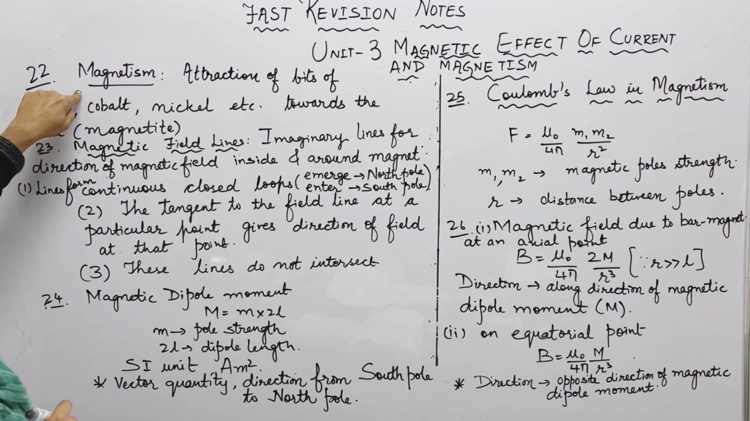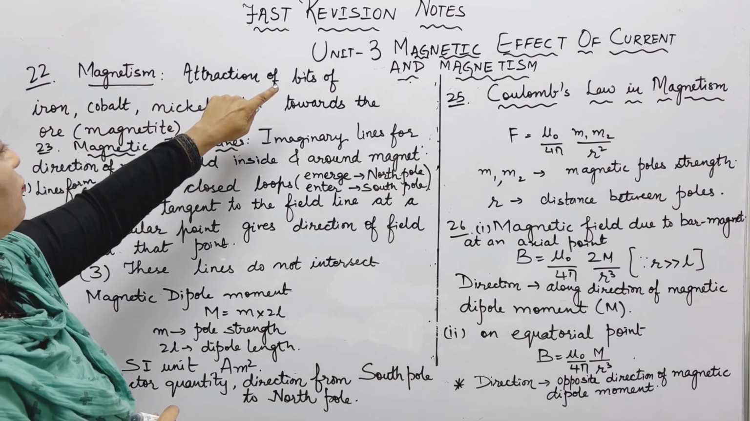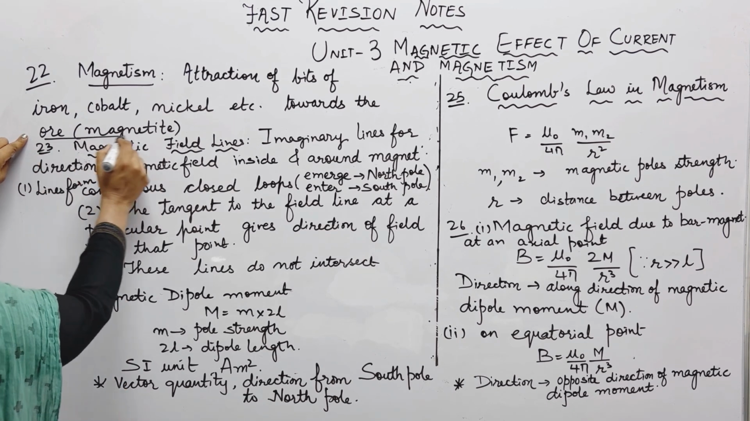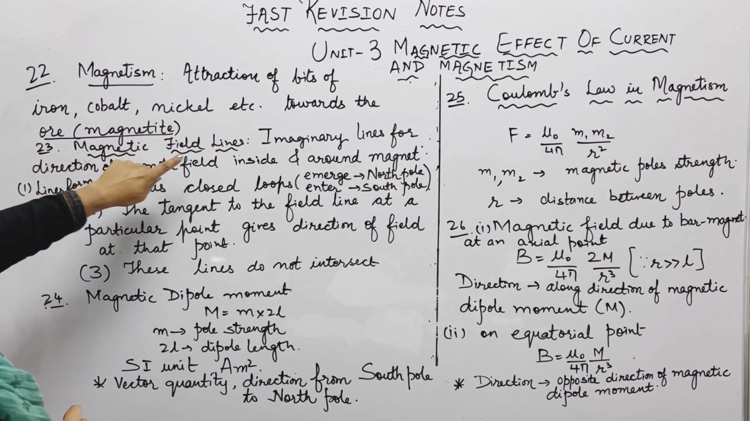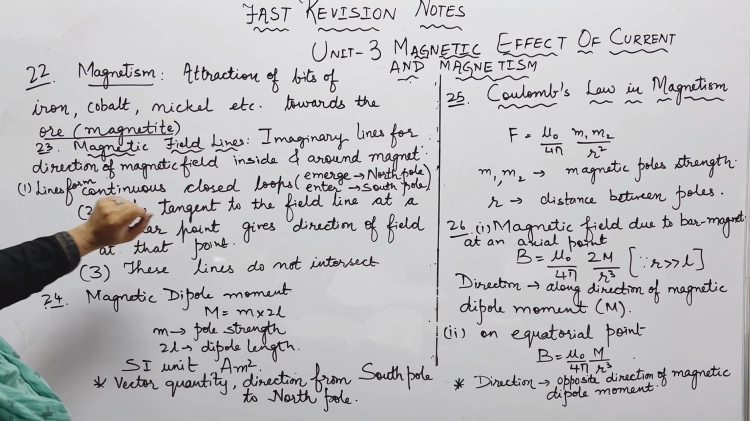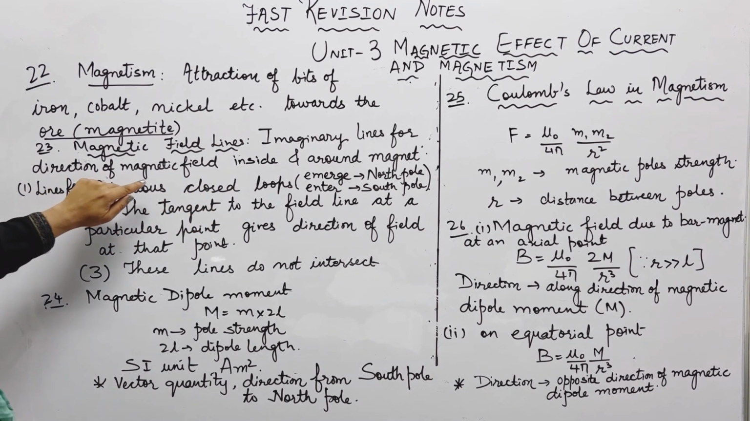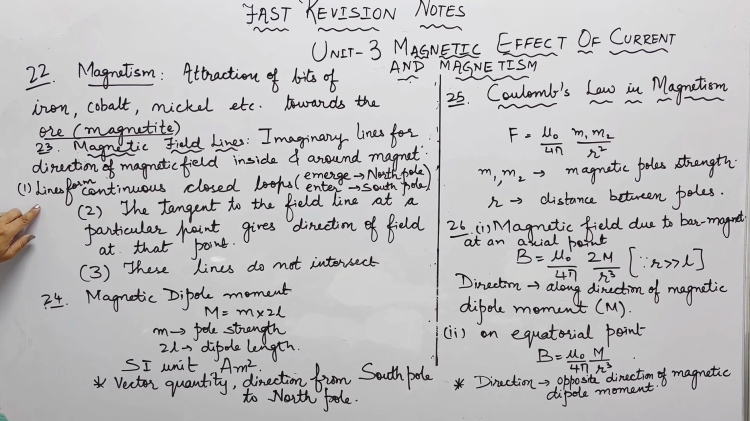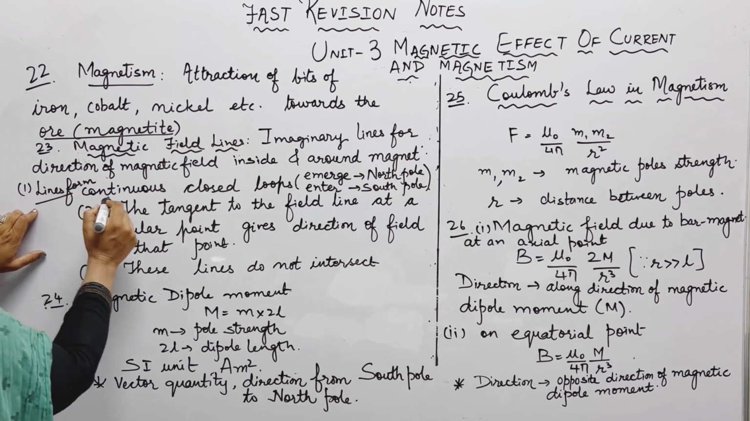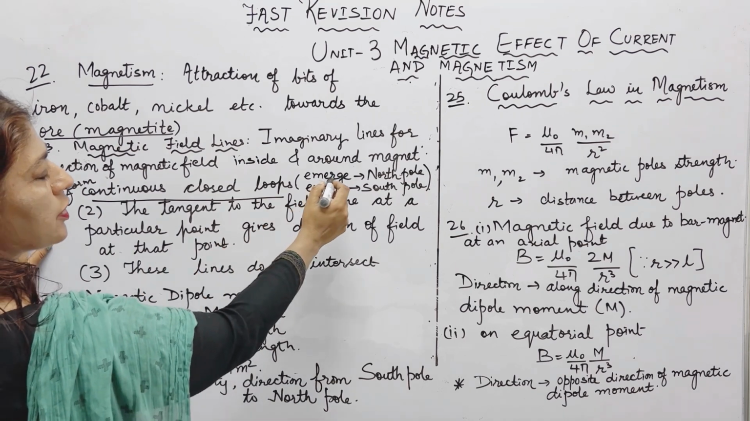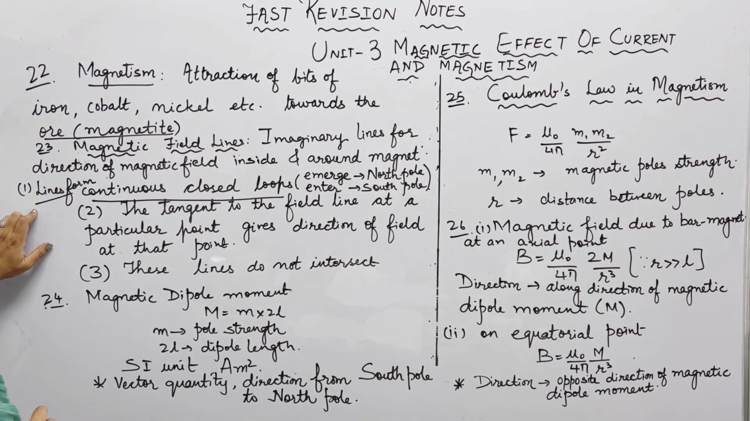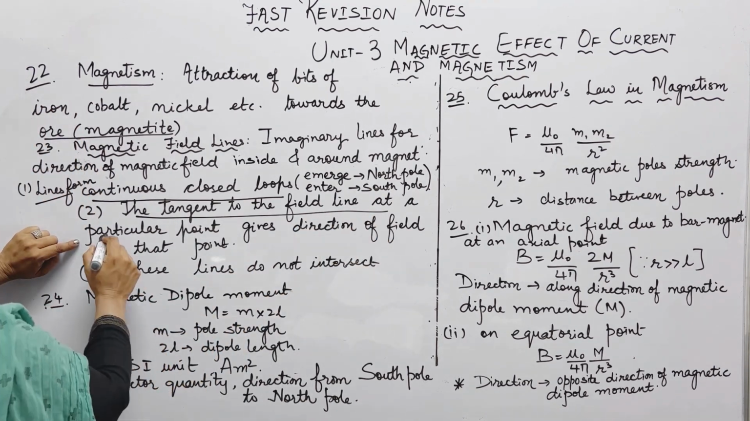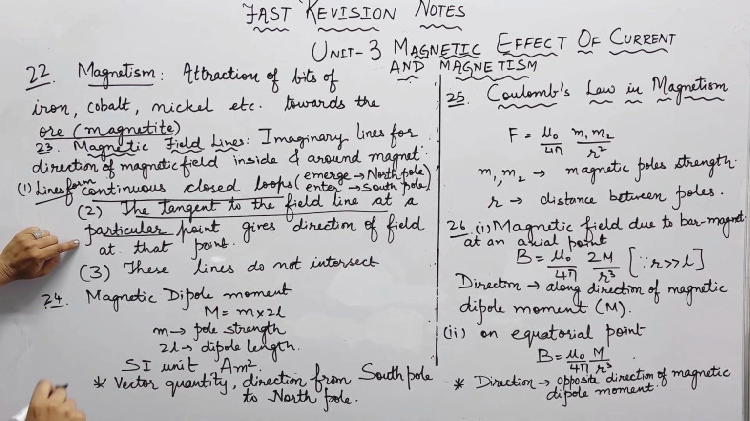The next is magnetism. It is the property of attraction of bits of iron, cobalt, nickel, etc. towards the ore magnetite. Magnetic field lines are imaginary lines showing the direction of the magnetic field inside and around the magnet. The properties are: the lines form continuous closed loops, they emerge from the North Pole and enter the South Pole, and the tangent to the field line at a particular point gives the direction of the field at that point.